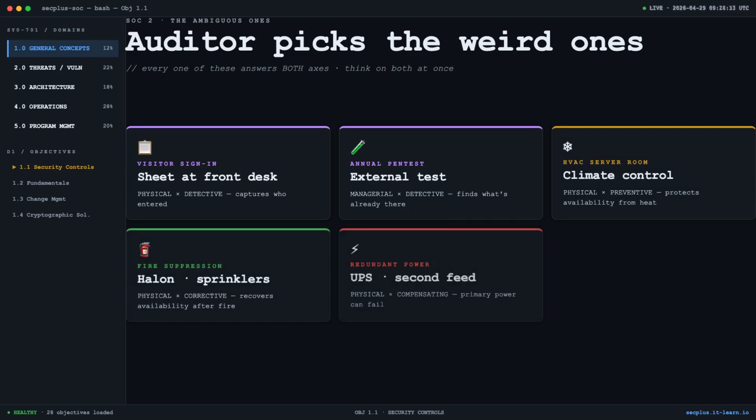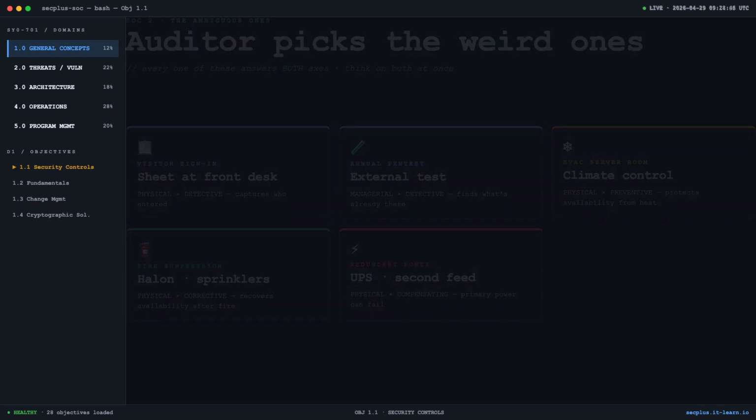It captures who entered. The penetration test is technical and operational and detective. It's a process executed by people that uses tools to find what's already there. The HVAC system, when discussed as a security control, is physical and preventive. It prevents heat damage to availability. The exam draws from the same well of ambiguous real-world controls. Get comfortable with the both-axis mindset, and the trick questions stop being tricks.